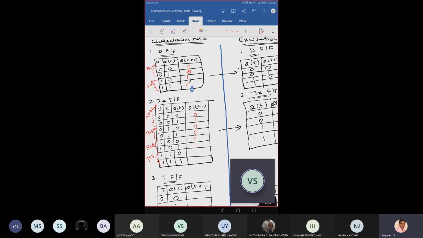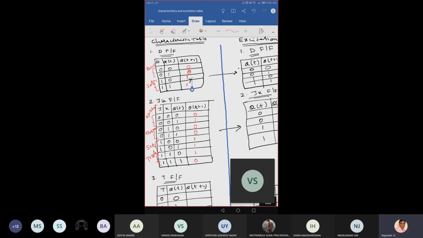It will perform the toggle operation. So toggle means complement, complement of Q of T. So for 0, what is the complement of 0? That will be 1. If it is 1, what is the complement of 1? That will be 0. If you look at the D flip-flop characteristic table, it will perform only 2 operations, reset and set.